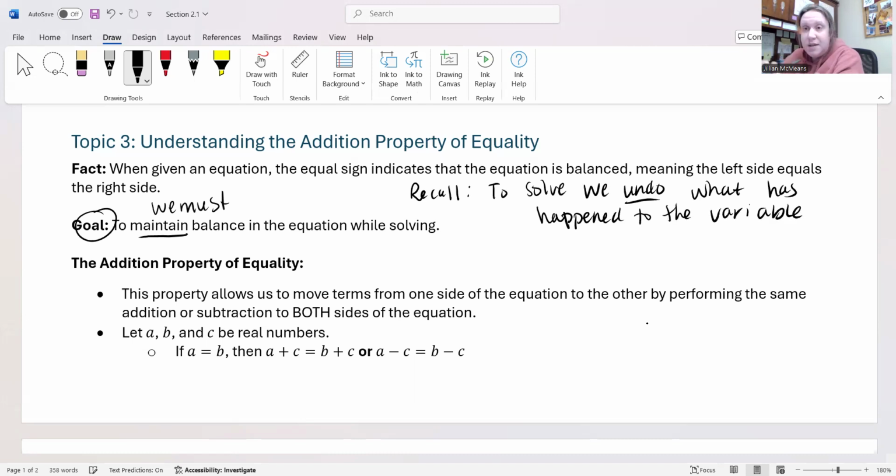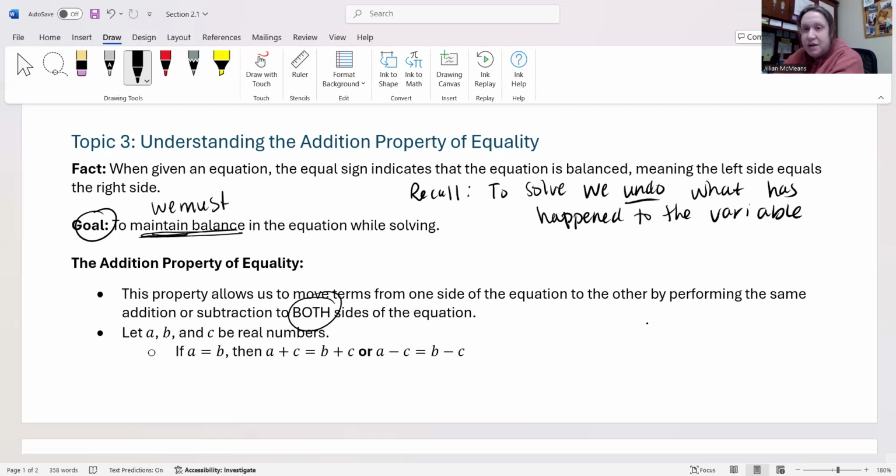So as we start isolating the variable and undoing what's happened to it, we have to always keep balance in mind. And this property is one of those properties that allows us to do this. The addition property of equality says this property allows us to move terms from one side of the equation to the other by performing the same addition or subtraction to both sides of the equation. So if I add something on the left, I have to add something on the right because that helps me maintain balance. If I subtract something from the left, I have to subtract that same something from the right in order to maintain balance, okay?